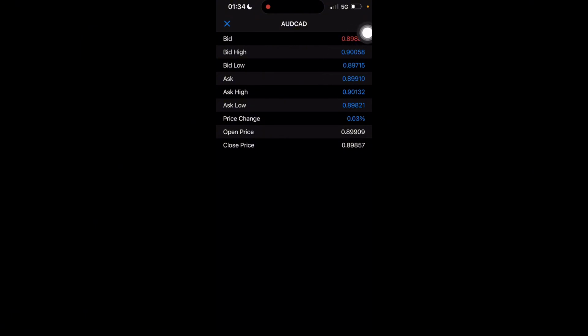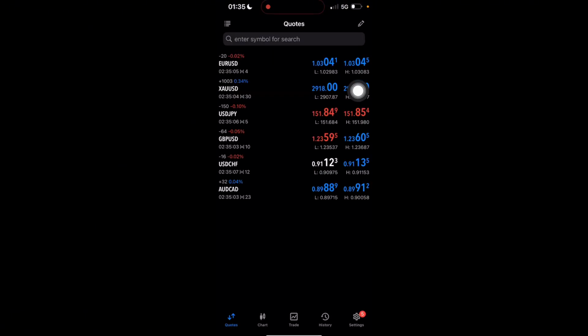And as you can see the two prices are not the same. There is a minor difference between the bid and the ask price. Now, the difference between this bid and the ask price is what we call the spread, and you'll be able to actually see this on the chart.